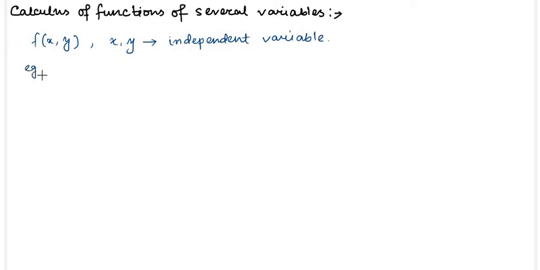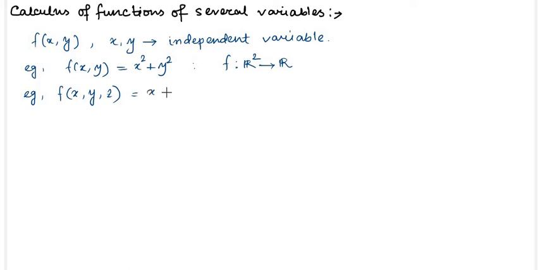So, for example, if we take f(x, y) equal to x square plus y square, we have a function f whose domain is R square, that is R cross R to R. So this is an example of a function of more than one variable, or two variables. We can have functions of more than two variables also. For example, if we take the function f(x, y, z) equal to x plus y plus z, this also gives us a function of more than one variable, that is f is from R cube to R in this case. So these are examples of functions of more than one variable or several variables.